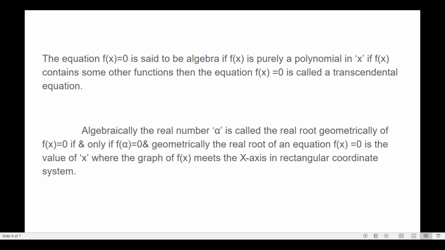Now, how to locate the roots? If f of x is a polynomial and f of a into f of b is less than 0, then the equation f of x equals 0 has at least one real root in the interval a comma b.